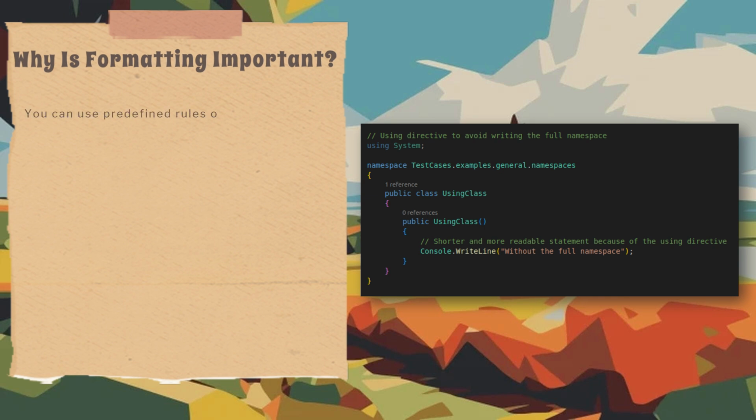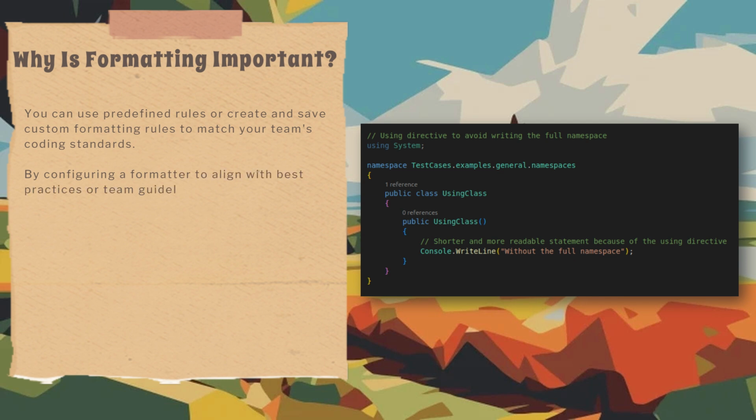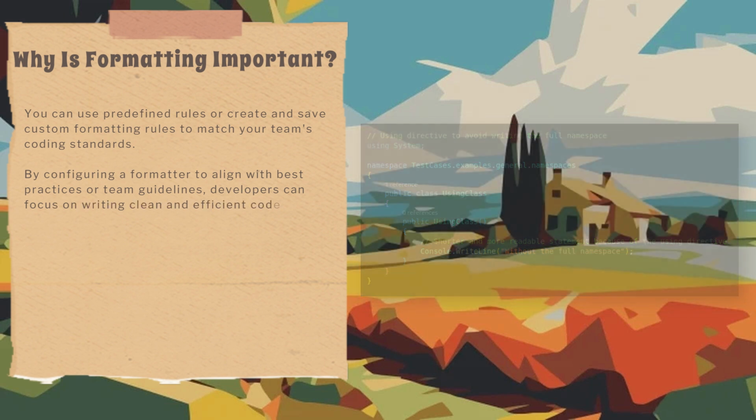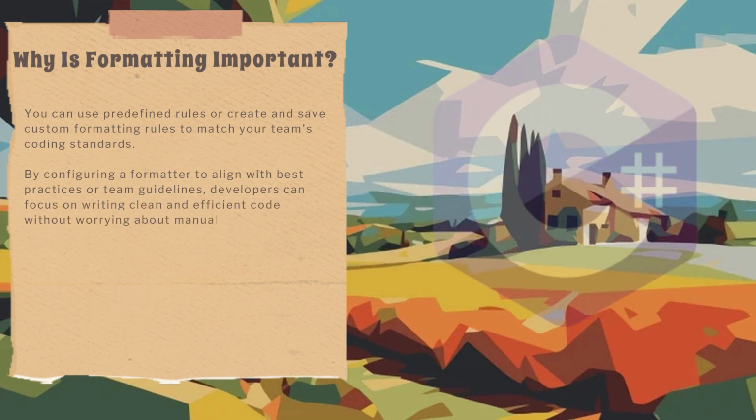You can use predefined rules or create and save custom formatting rules to match your team's coding standards. By configuring a formatter to align with best practices or team guidelines, developers can focus on writing clean and efficient code without worrying about manual formatting.